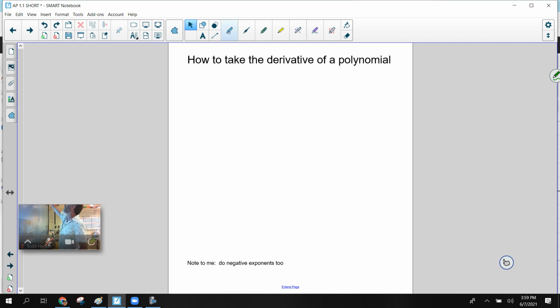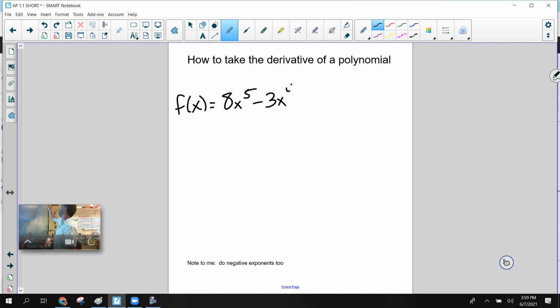So let's pick a random polynomial. Here you go. I'm just going to make something up. So here we go. f of x is 8x to the 5th minus 3x to the 4th plus, I don't know, let's do 6x cubed minus 7x squared plus 3x minus 4.